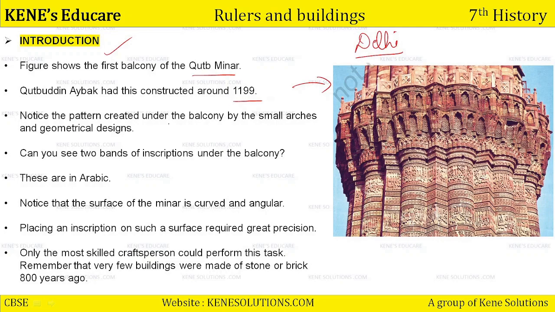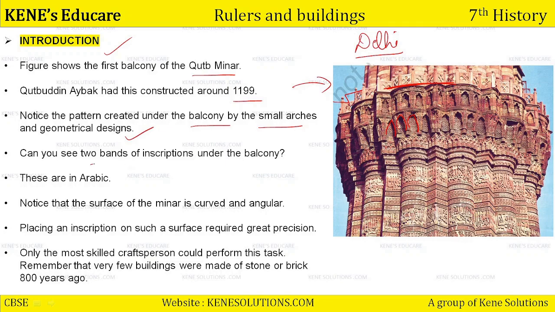Can you notice the pattern created under the balcony by the small arches? ये balcony है देखो, है ना? This is the balcony. इसके नीचे ये arches दिख रही हैं, ये छोटी छोटी arches दिख रही हैं. Notice the pattern created under the balcony by the small arches and geometrical designs. देखो यहाँ पे geometry भी involved है, arches भी involved है.